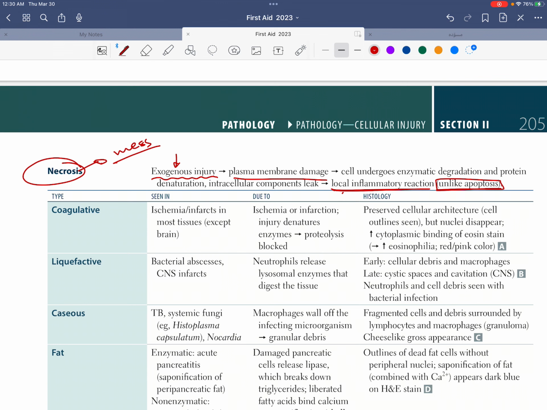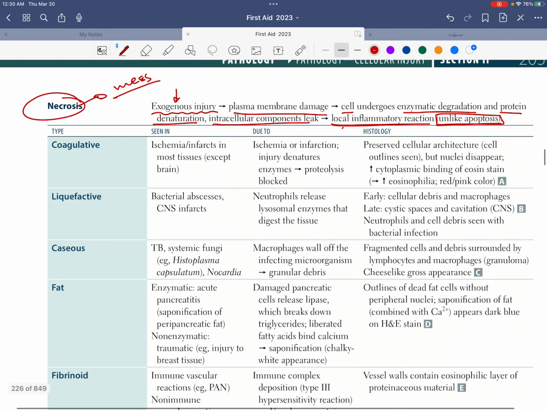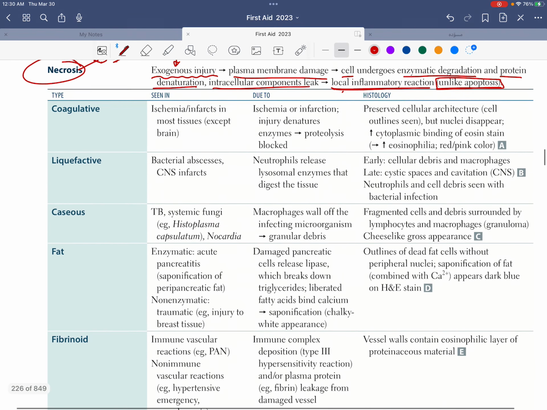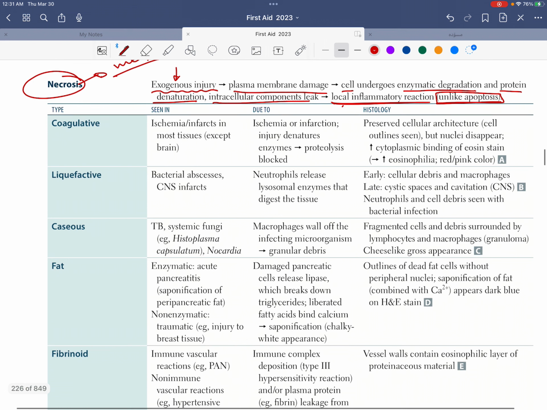It would lead to the cell undergoing enzymatic degradation and protein denaturation, with intracellular components leaking to the outside. And that leads to local inflammation, not like apoptosis. So we have five, actually six types of necrosis, depending on their site. Where is that necrosis happening?